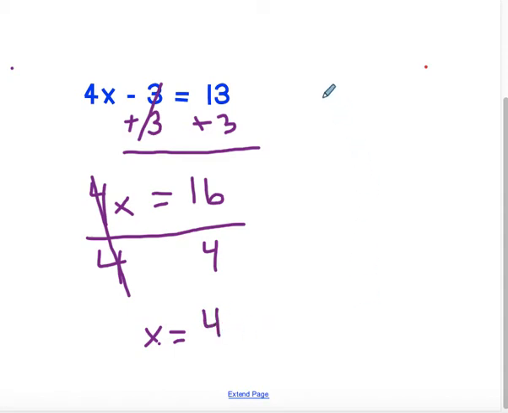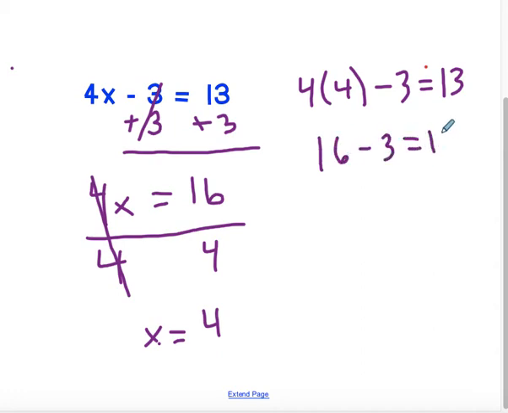Okay, so now we need to go back and plug this in. So 4 times 4, instead of x this time, minus 3 equals 13. Well, 4 times 4 is 16. 16 minus 3, we got it. That equals 13. Okay, so hopefully you came up with that.